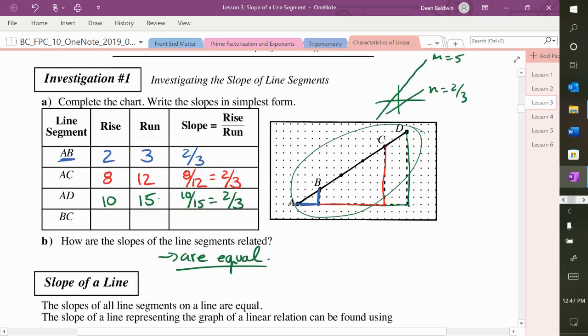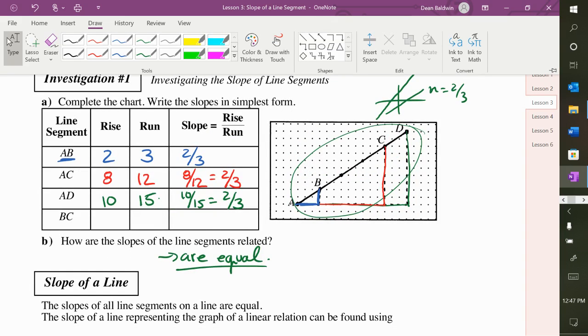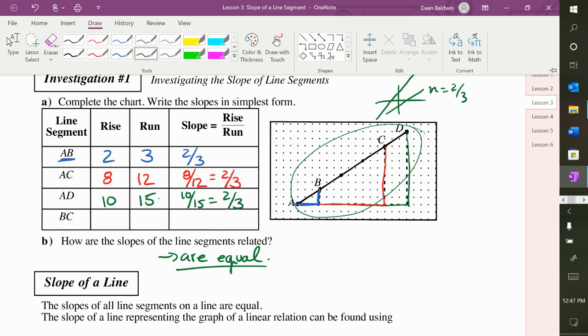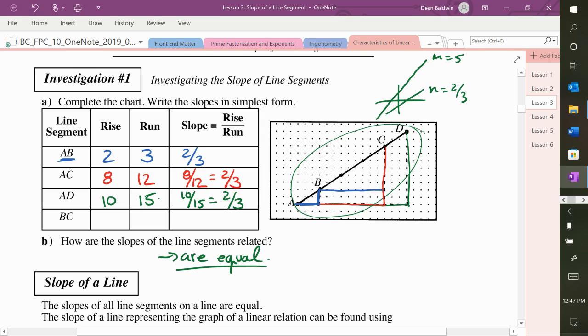You want to do BC? All right, well, let's do it. Here's B, and we want to go to C. That's what you're doing. It doesn't matter if you pick it in the middle of it. So what's your run there? 9. What's your rise? What's 6/9 reduced to? Doesn't matter where you pick your points on the line. As long as they're on the line, the slope will always be the same.